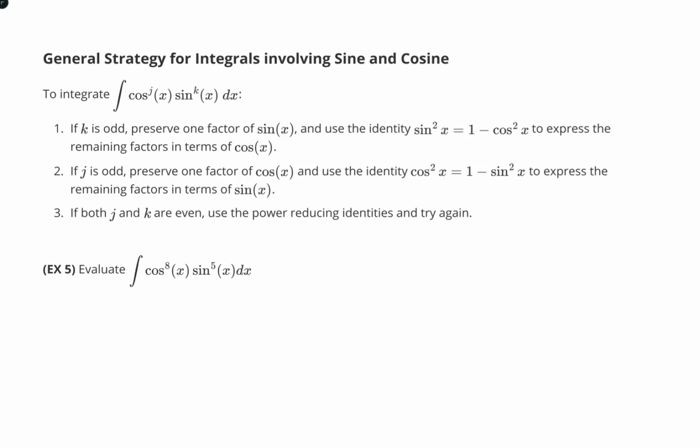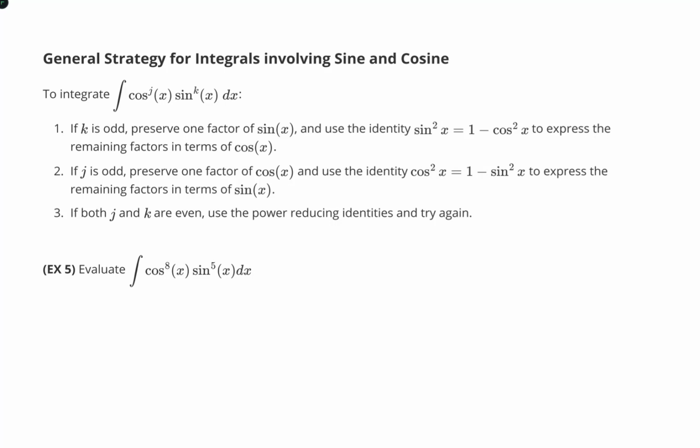At this point, I'd say it's time to wrap up the factors of sine and cosine examples and discuss a general strategy for integrals involving these. So for an integral of the form cosine to some power k of x times sine to some power j of x dx, if the factor on sine is odd, then we're going to preserve one factor of sine and then use the identity sine squared x equals 1 minus cosine squared x to express the remaining factors in terms of cosine. Then when we substitute, we can let u equal cosine x, and then du will take care of the remaining factor of sine, and we're all set.